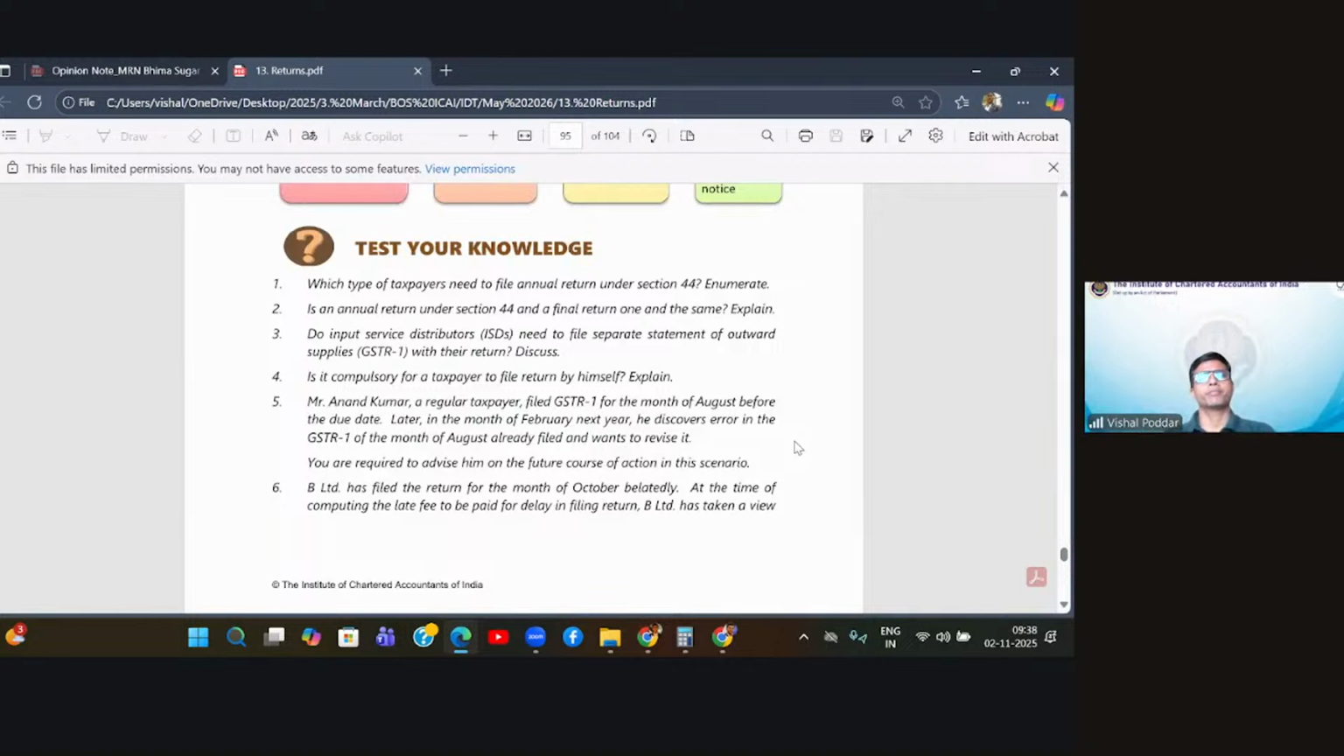Next, the second question: is an annual return under Section 44 and a final return one and the same? Explain. Anybody would like to answer whether the annual return, that is GSTR 9, and the final return, that is GSTR 10, is it one and the same? No, sir, they are not the same. Can you highlight the difference which you feel is there? Annual return is filed by every registered person paying tax at normal rate.